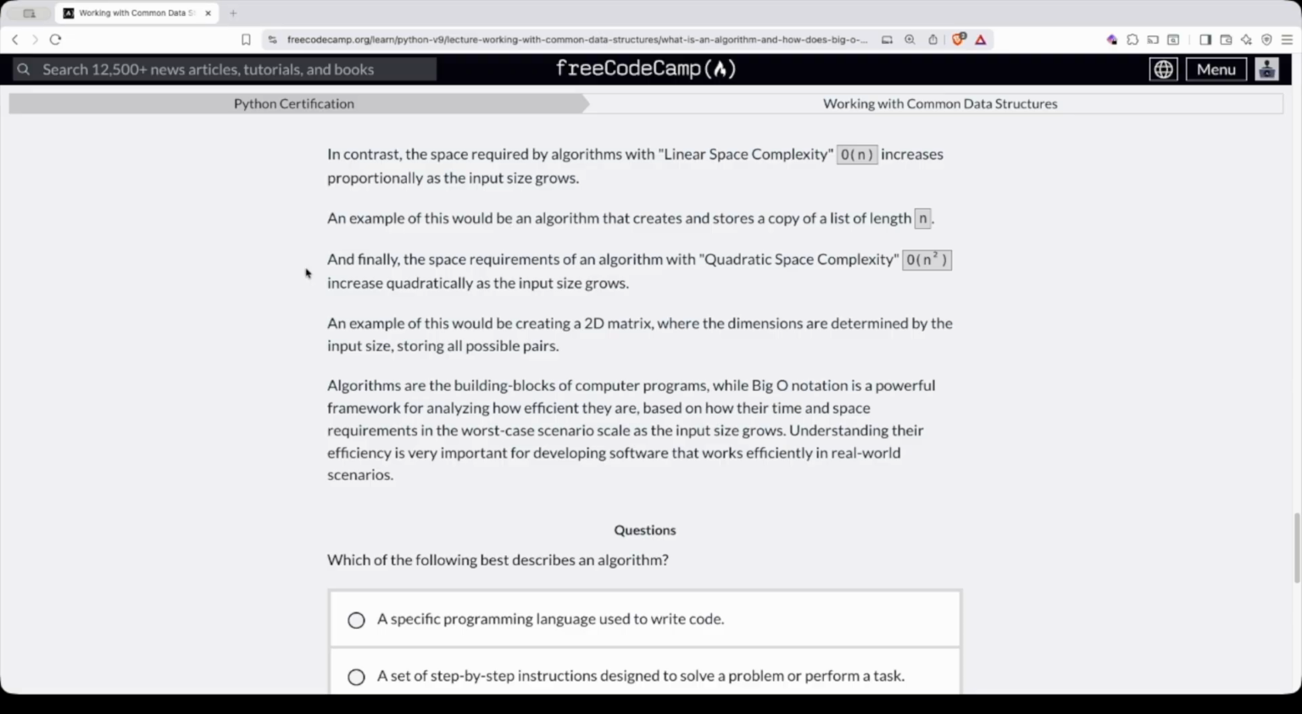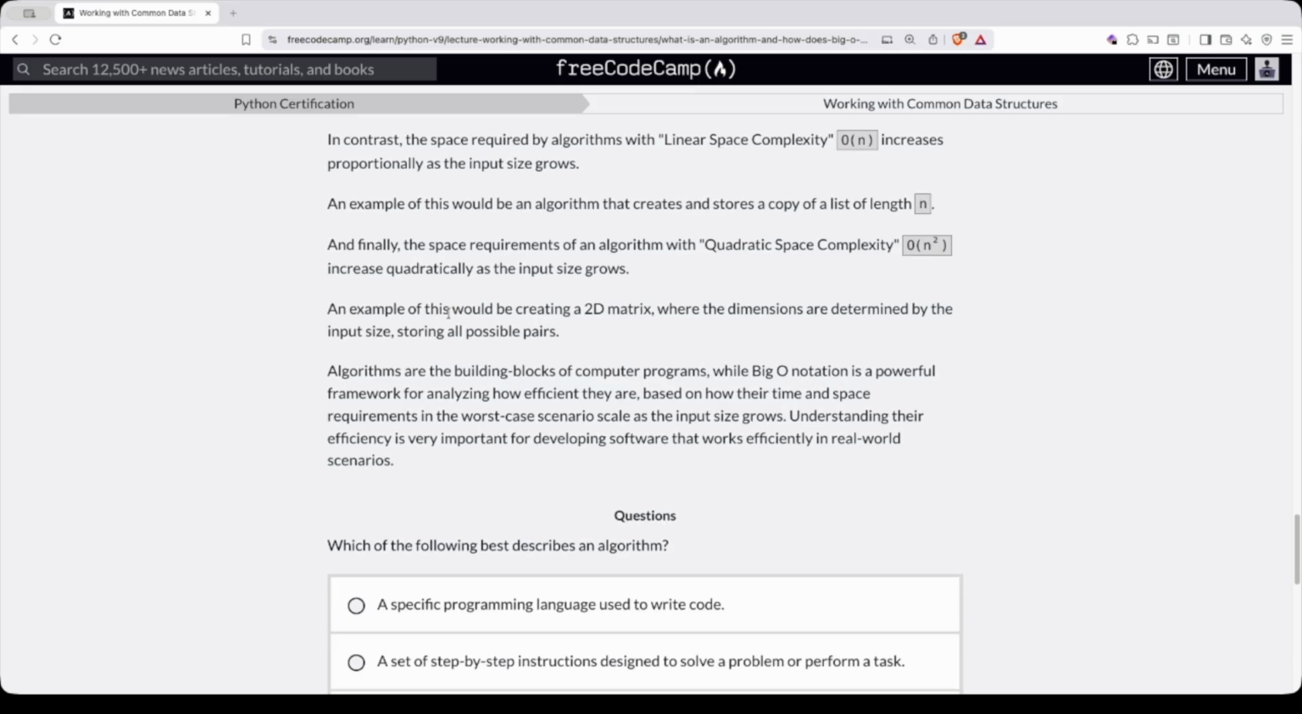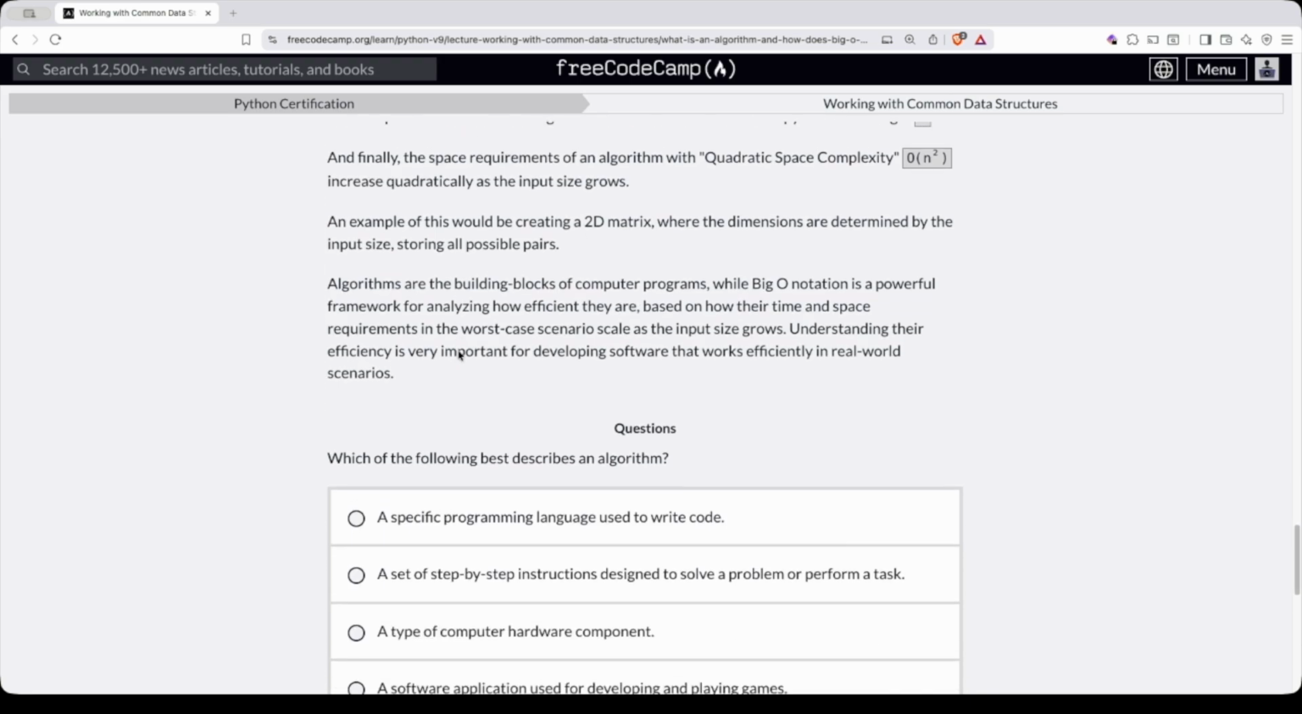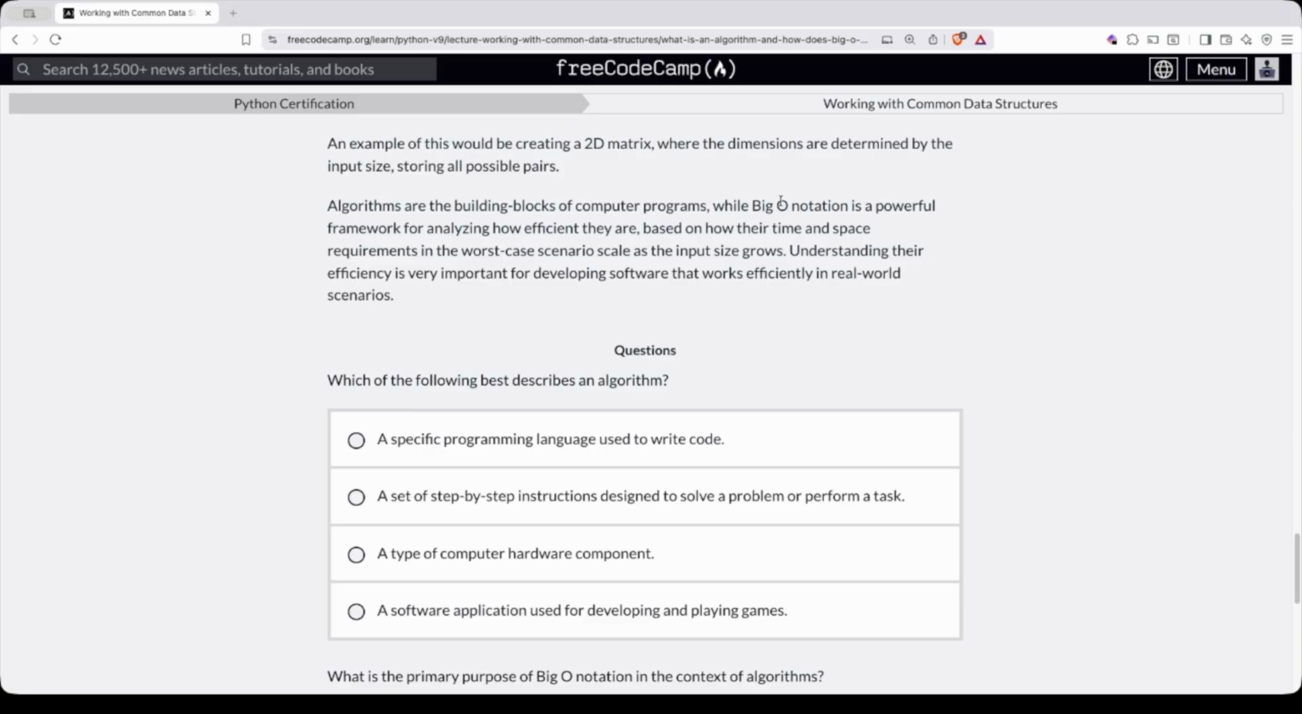And finally, the space requirement of an algorithm with quadratic space complexity, O(n squared), increases quadratically as the input size grows. An example of this would be creating a 2D matrix where the dimensions are determined by the input size, storing all possible pairs. Algorithms are the building blocks of computer programs, while Big O notation is a powerful framework for analyzing how efficient they are, based on how their time and space requirements in the worst case scenario scale as the input size grows. Understanding their efficiency is very important for developing software that works efficiently in real-world scenarios.